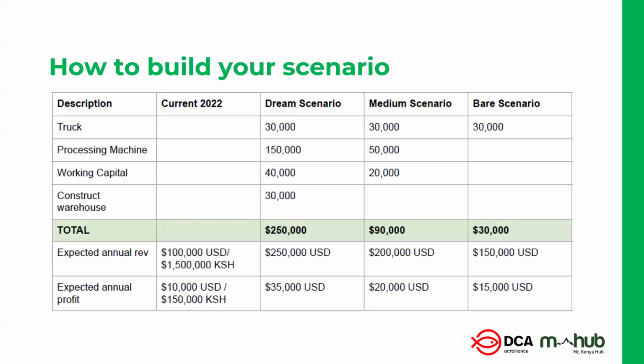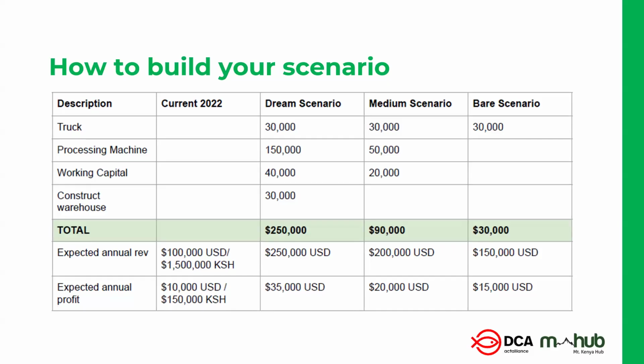So this is how you build your scenario, and maybe this could resonate with some of you. Because I know most of you are saying you want a processing machine, you want a truck, you want working capital, and somebody is saying you want to construct a warehouse. So normally we start from where we are, so the current situation, and also good to mention that when you're doing the scenarios, also show us what is the impact.